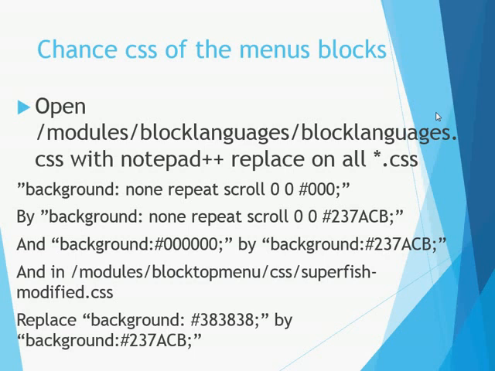When you see the background, which was background: none repeat scroll 0 0 #000, you say, I want to replace this everywhere with the same line, but you replace the 000, which is black, by the color you want, which is 2370ACB, and you replace everywhere. And after, normally all your blocks will be correct.